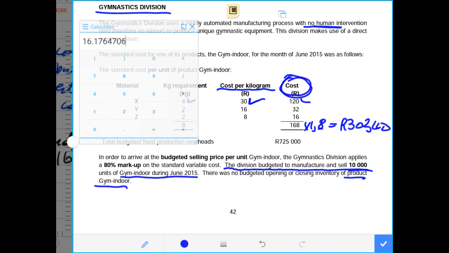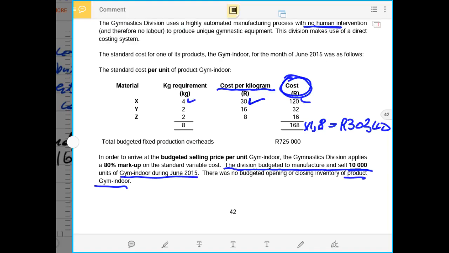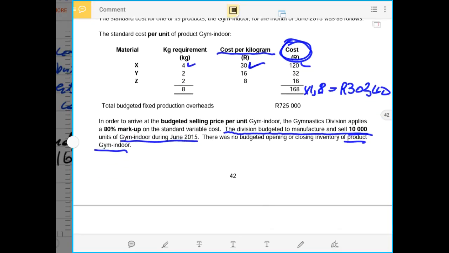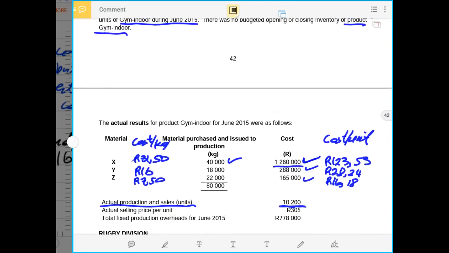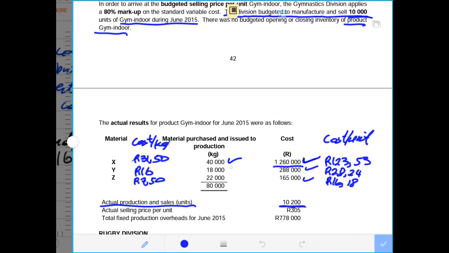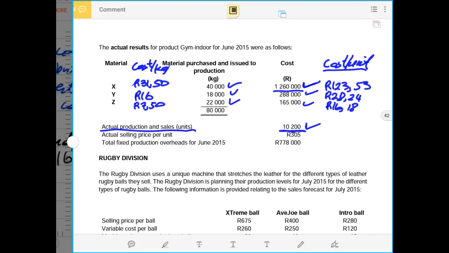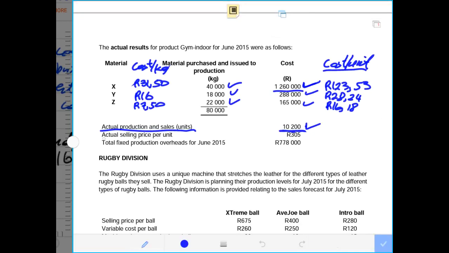So your variance can be analyzed using the cost per kg. I'm referring to the price now, the material price variance. I can use the cost per kg or I can use the cost per unit. But when I'm using the cost per kg, I will multiply by the actual kg that we purchased. But when I'm using the cost per unit, I will multiply by the actual units that were manufactured and sold. So now let me proceed on that same note.